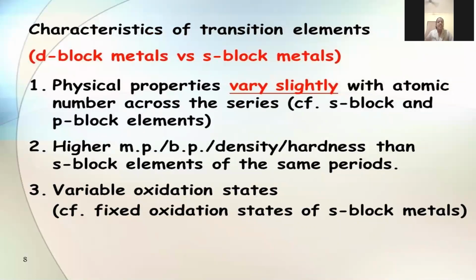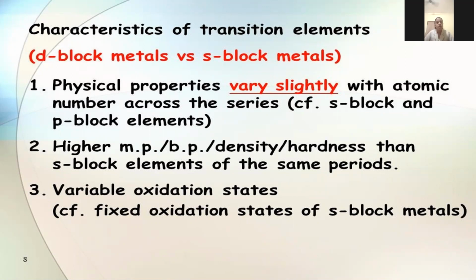So as we have the general characterization of d block elements, this can be called the d block elements versus the s block elements. The main characteristics of the transition elements are that the physical properties vary slightly with atomic number across the series.